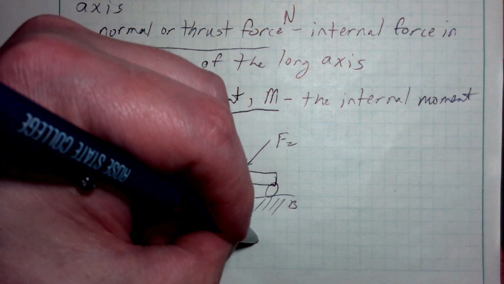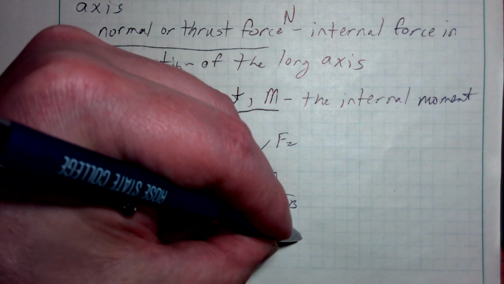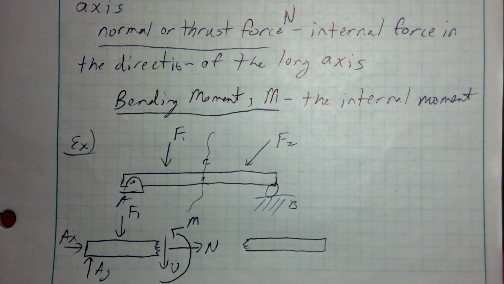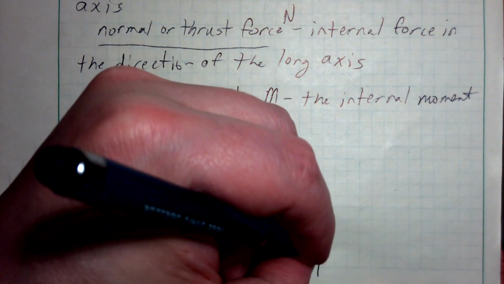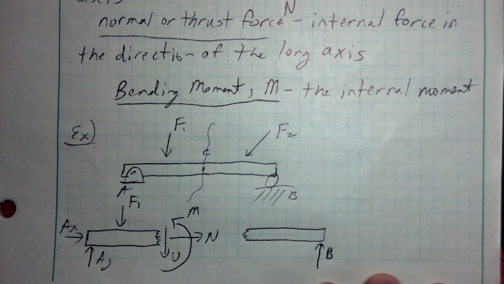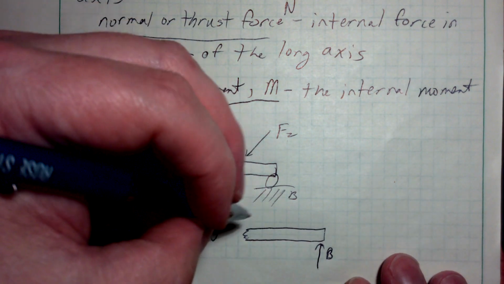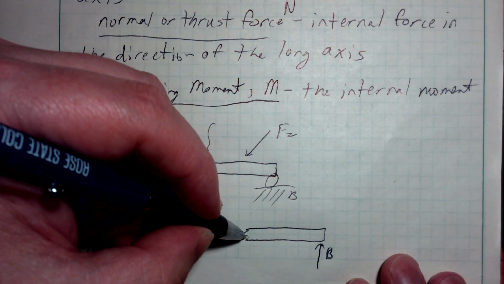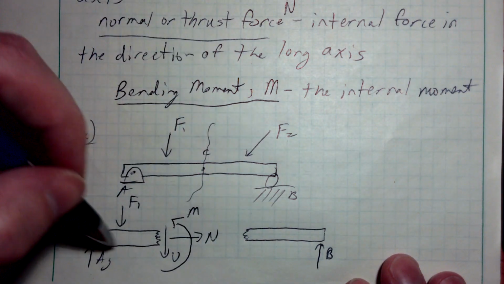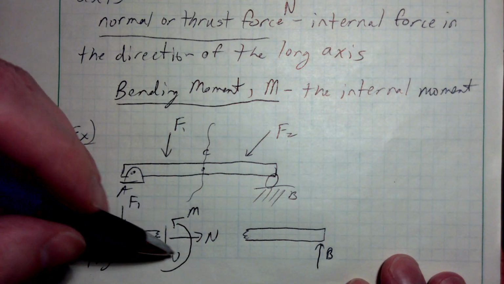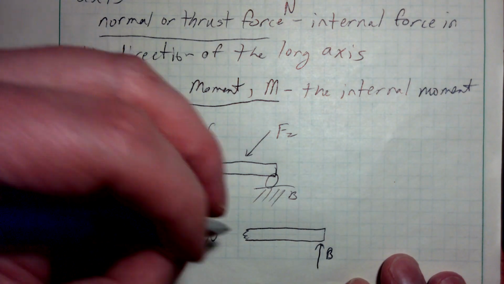And what happens if I look at the other side of the beam? I'll be honest with you, most of the time I look at the left-hand side, but there's nothing wrong with looking at the right-hand side, but we need to follow a sign convention. And the typical sign convention is this: if I'm looking at the left-hand side of the cut, this is what we consider the positive direction for these three quantities.